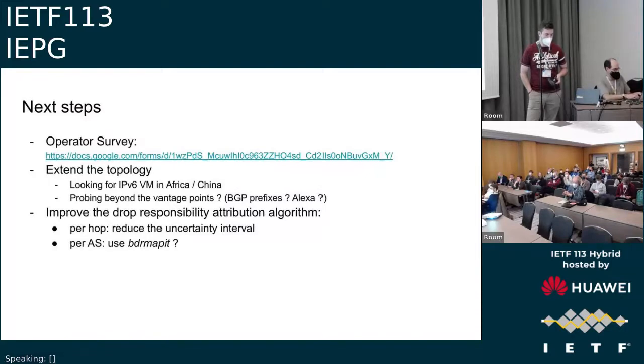And we also try to improve the drop responsibility attribution algorithm, firstly per hop, so reducing that interval as much as possible, and then per AS. One possibility here is to use bdrmapIT, especially for the case with a link between two ASes. Next slide.